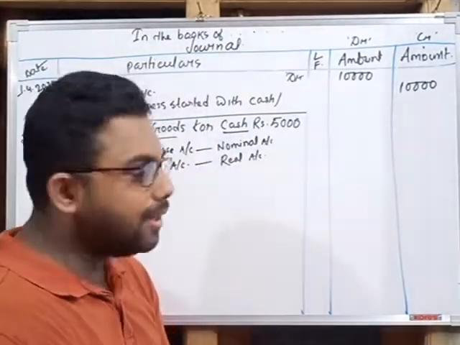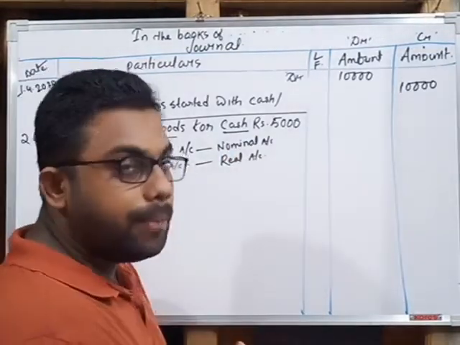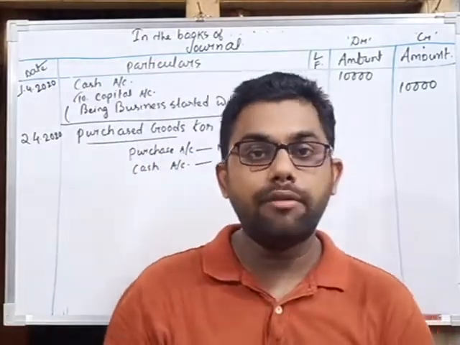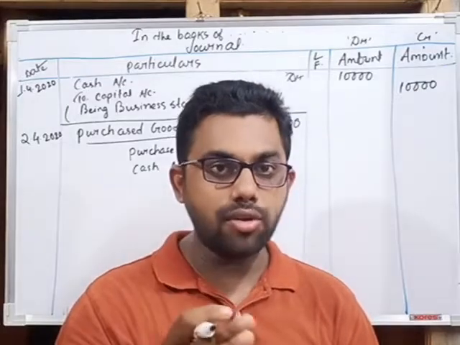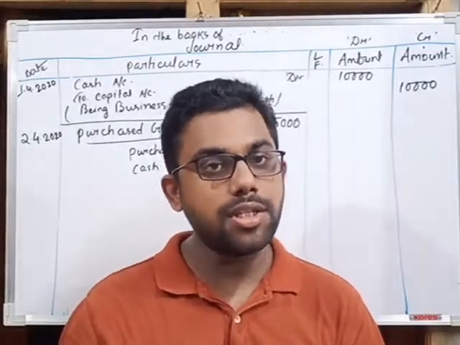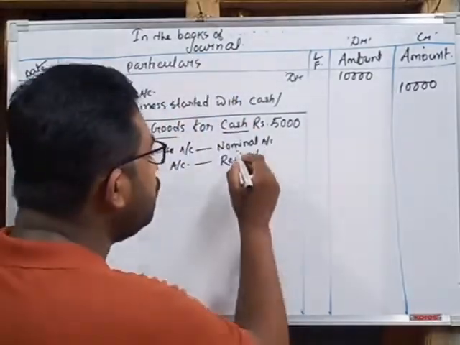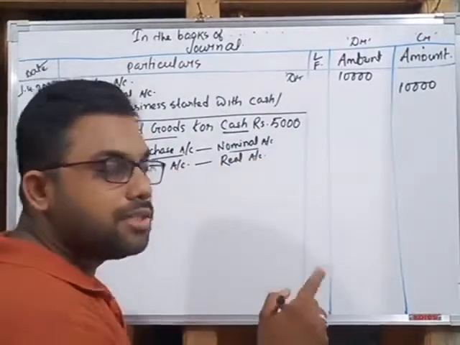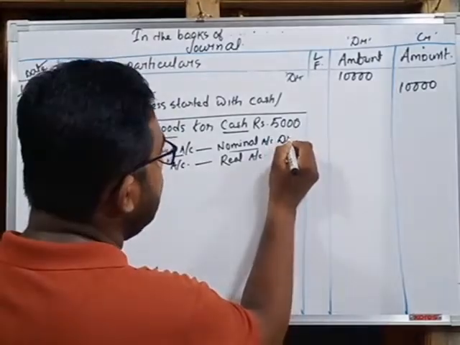Next step is to apply the golden rule of debit and credit. So remember, what is the golden rule for nominal account? For nominal account, debit means all expenses and losses, and credit means all incomes and gains. So it is the purchase, so it is an expense. All expenses and losses are debited, so the first one is debit.